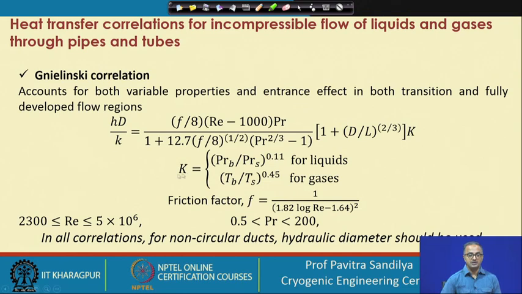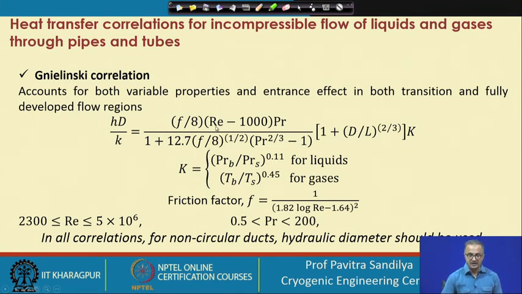Next we come to another correlation, that is the Gnielinski correlation, and this correlation is taking care of the variable properties and the entrance effect in both transition and fully developed flow regions. As we know, whenever a fluid enters any pipeline or tube, it takes some time for the fluid to have a fully developed flow. So initially there is an entrance region where the flow is developing, and then it goes to a developed flow region. In these two regions the heat transfer characteristics are different. So this particular correlation accounts for both these regions.